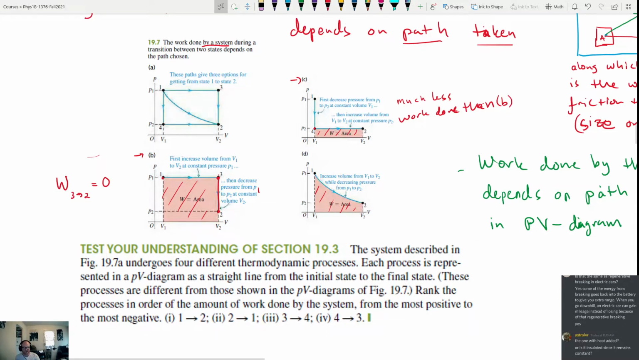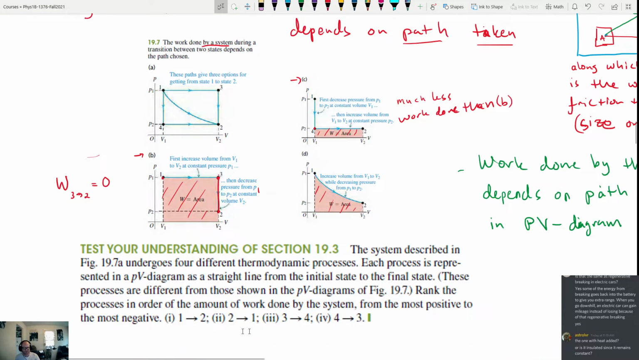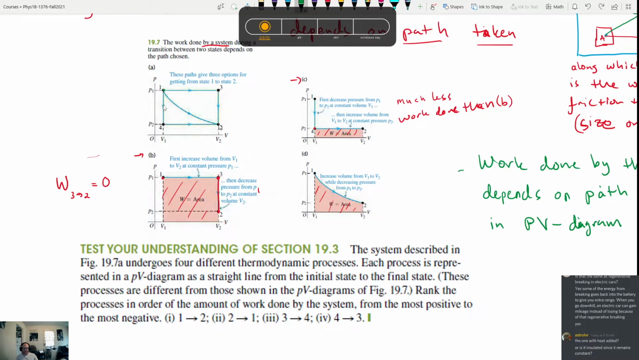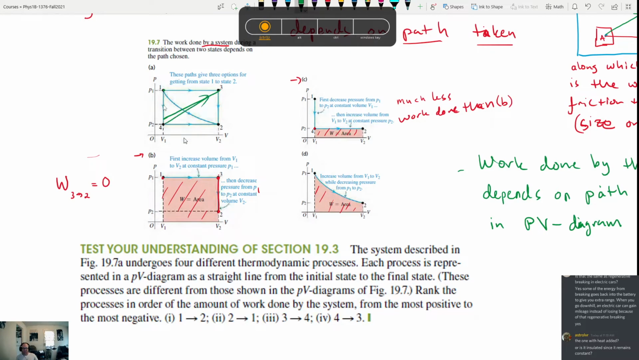The question is to rank the processes in order of the amount of work done by the system from the most positive to the most negative. Your options are 1 to 2, 2 to 1, 3 to 4, and 4 to 3. Each process is going to be a straight line from the initial state to the final state. So 1 to 2 is a line that goes straight from 1 down to 2, like that. And 2 to 1 will be the same line, but it goes back that way. 3 to 4 would be like this, right? And 4 to 3 would be like that, okay?